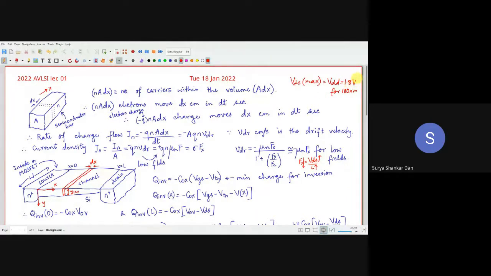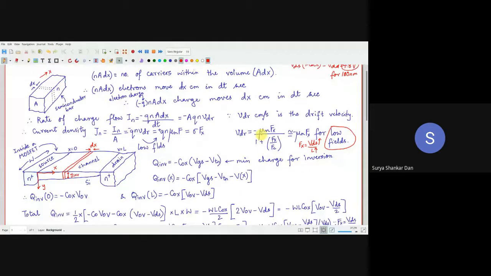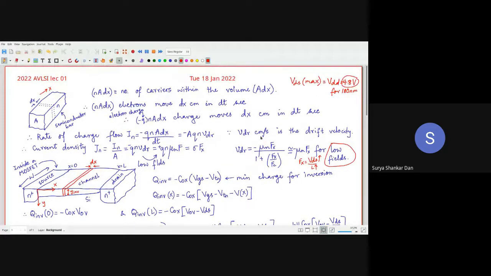So now you can realize why we are imposing this 1.8. Why can't you apply 4.8 in case of 180 nanometers? Because this low field approximation will not hold. Got it? If you increase it, instead of 1.8 in 180 nanometers, to 4.8 or something, then VDS is so high that Fx will not be in the low field region. So the entire device theory, the entire circuit will not work.